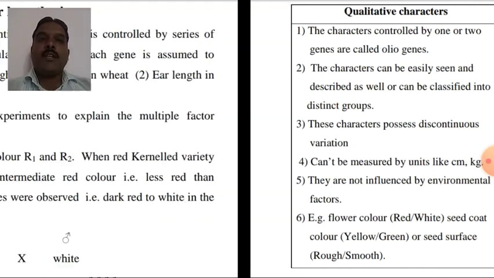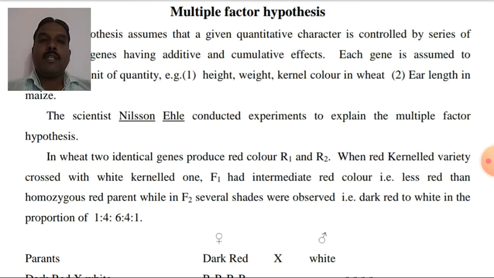The next point we will study in genetics is the multiple factor hypothesis. A factor is nothing but a gene. The multiple gene hypothesis or multiple factor hypothesis is a concept given by the scientist Nilsson-Ehle, and on the basis of the results of his experiment he gave this multiple factor hypothesis. In this hypothesis he assumed that a given quantitative character is controlled by a series of independent genes having additive or cumulative effects.